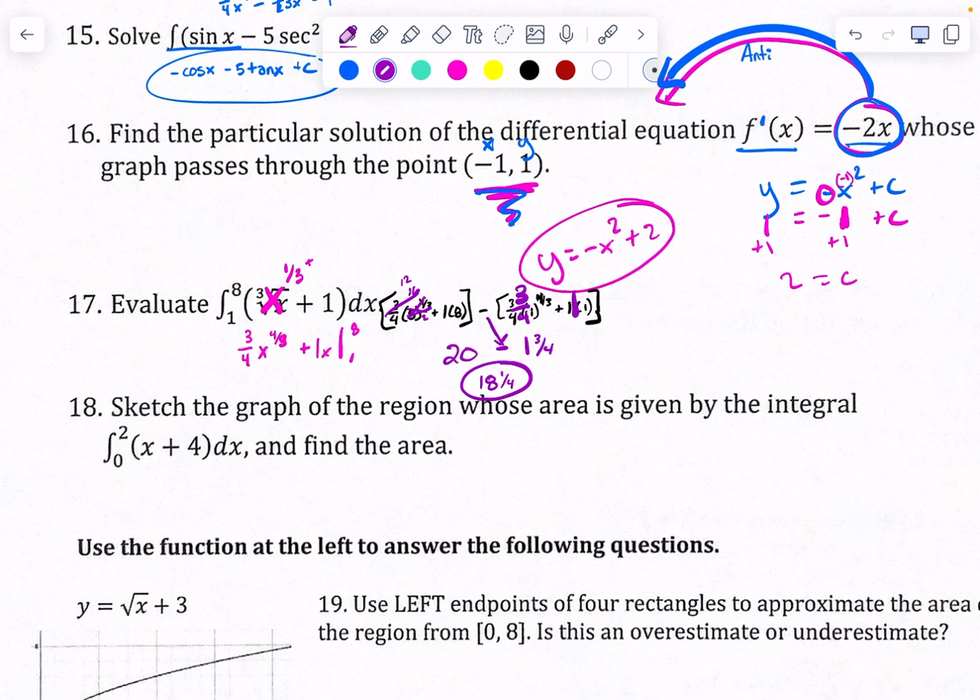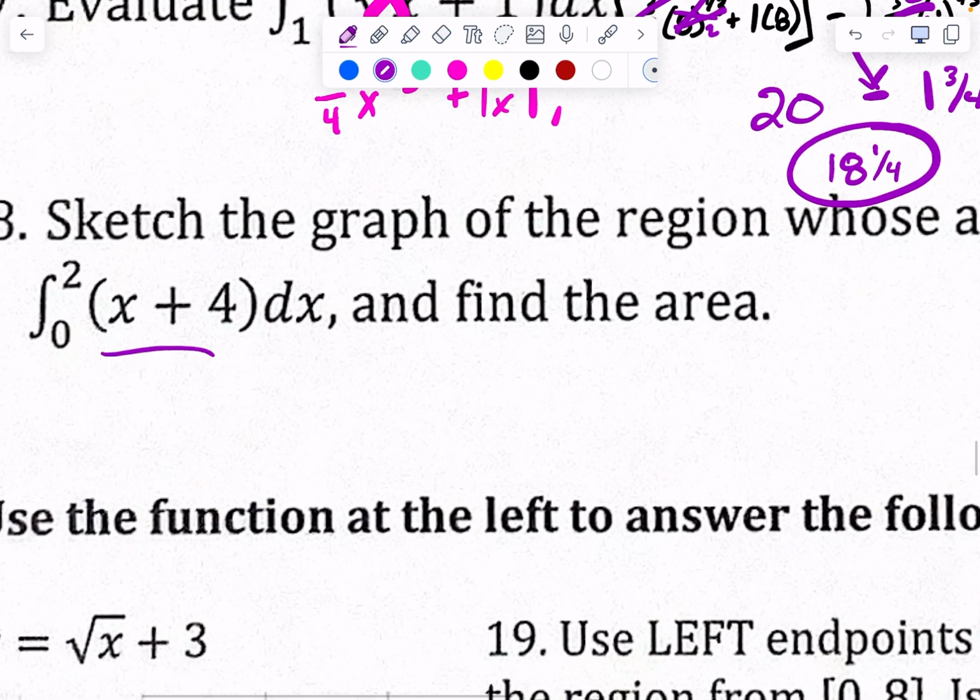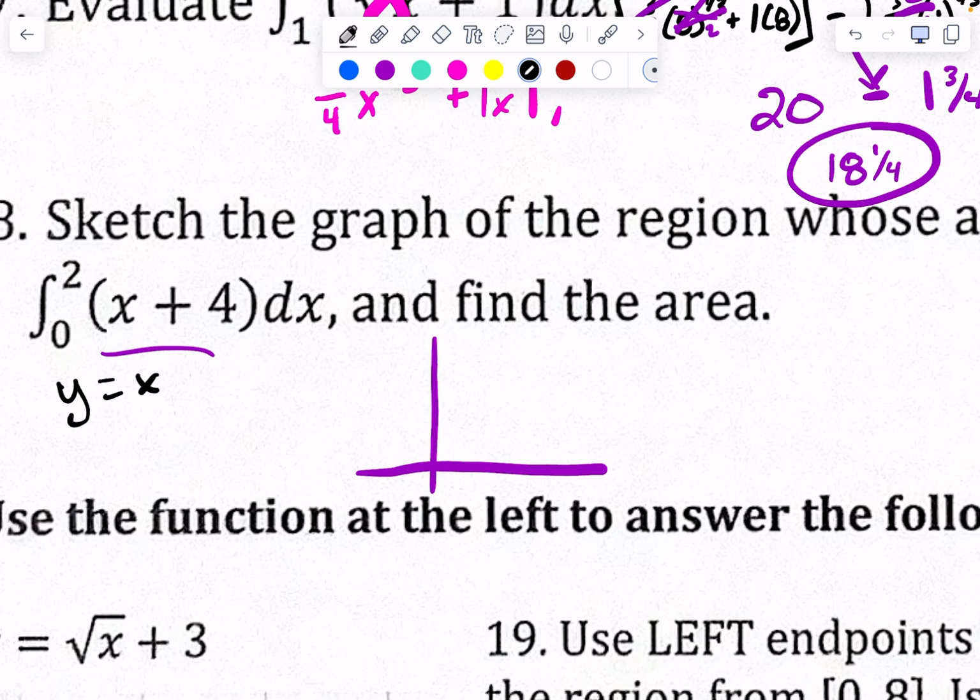Sketch the graph of the region. How do I sketch x plus 4? Just one intercept of 4, and then you go. This is like y equals x plus 4, right? I start at 4, and I go up 1 over 1, up 1 over 1, and so on from there. That's what that graph looks like.